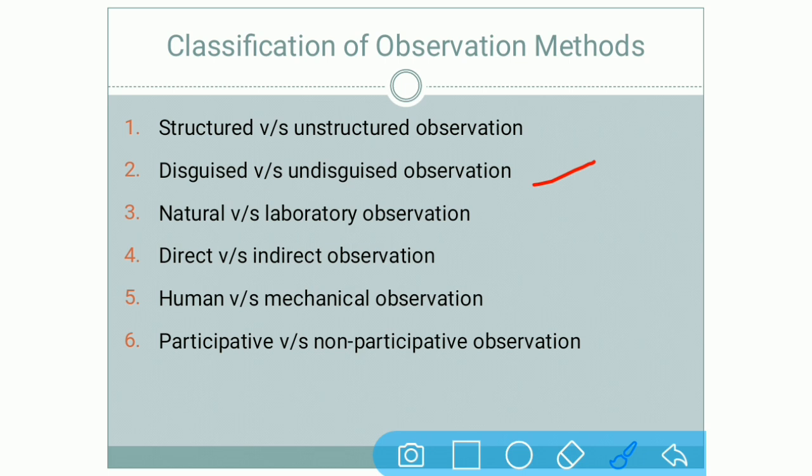Undisguised observation is when your subject or your object knows that they are being observed. As I said, in disguised observation the subject doesn't know, because you can collect accurate data. If your subject doesn't know that they are being observed, you can collect accurate data because they will behave only in their natural manner. While in undisguised observation, where your subject knows that they are being observed, at that time they are not going to behave in their natural manner. So this is disguised and undisguised observation.